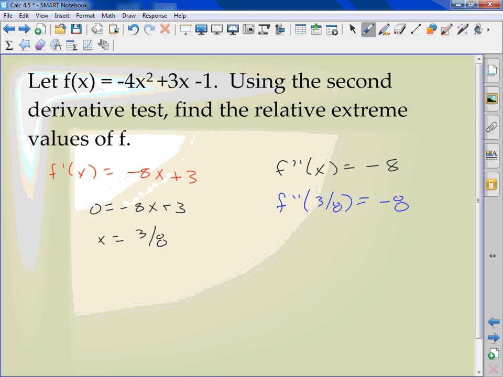-8. -8 tells me it is a... Right, so what's f double prime of a million? No, -8. No matter what, it's always going to be -8. -8 is less than 0. Less than 0 means it's a relative max. Because this is less than 0.